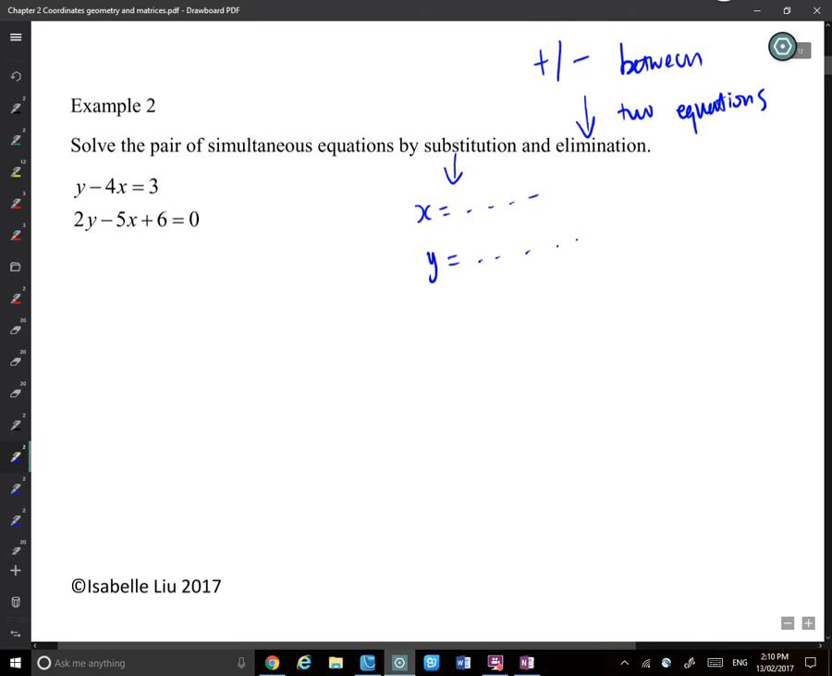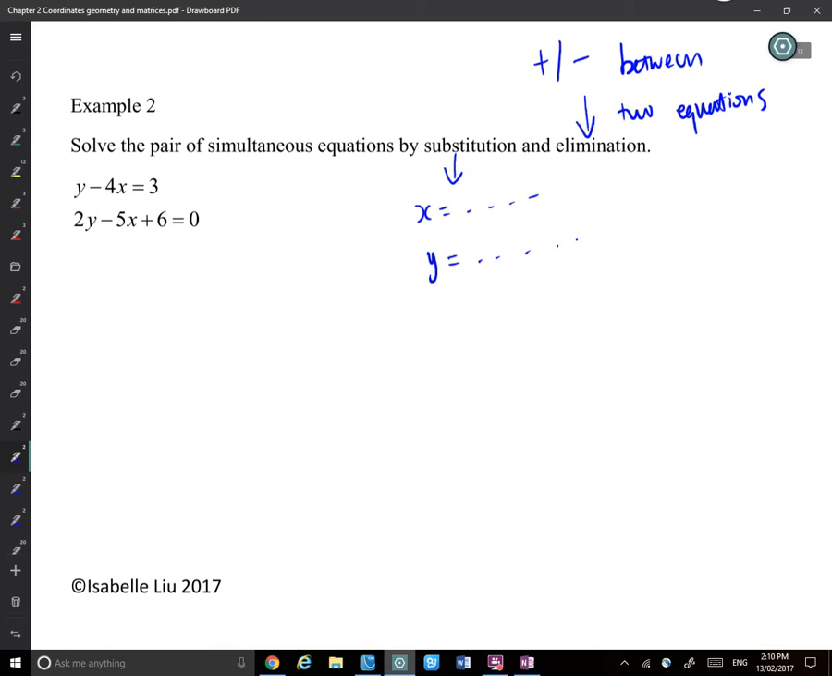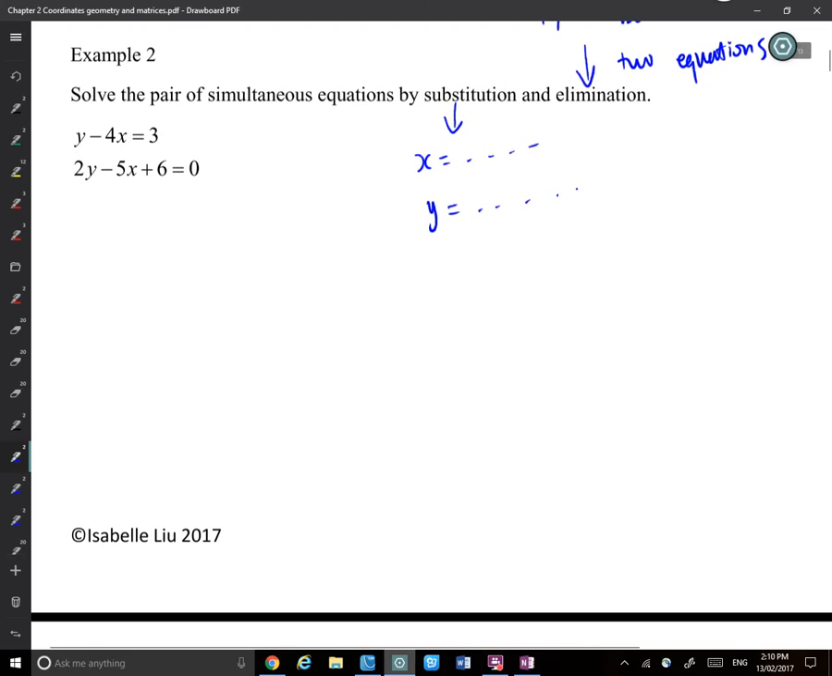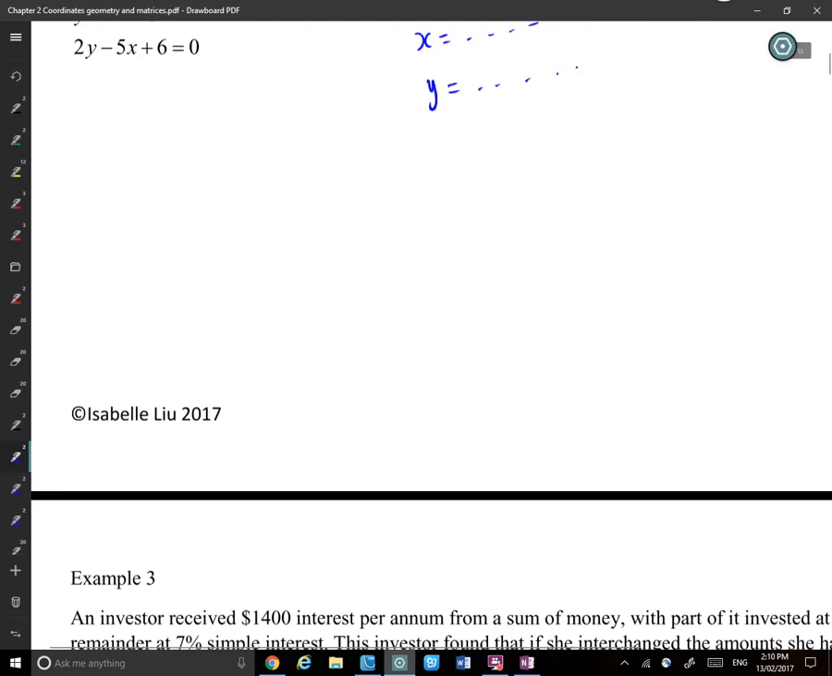Okay, so that's what substitution and elimination are. I think some students are still confused about those two methods. So to make it easy: substitution is making x or y the subject, then putting x into another function or putting y into another function. And elimination is adding or subtracting between two equations.